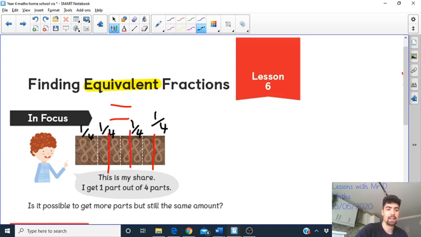So you can see here that I've not changed the whole, I haven't added any bits or taken any things away, but I've changed the parts. I'll change the fraction. So originally I had quarters, but now I've got 1, 2, 3, 4, 5, 6, 7, 8. And now the red bit is 1/8. And 1/4, what is 1/4? How many 8ths is that?